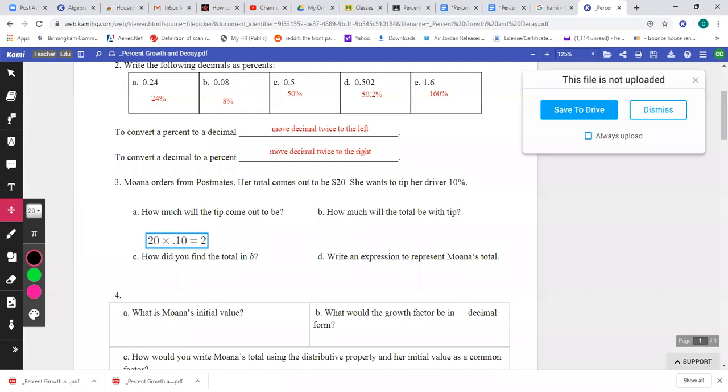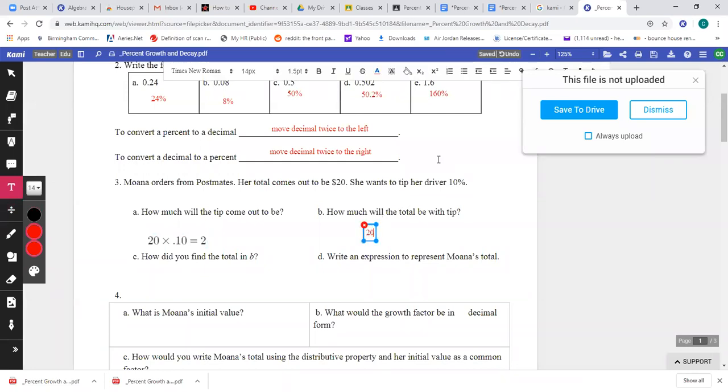By the way, you'll probably need your calculator for a lot of the work today. So I know a lot of you are just using your phones for calculators, which is fine. And so the total with tip is simply going to be 20 plus 2, and that's $22. Is everyone okay so far? If you have, once again, if you have any questions, just let me know.